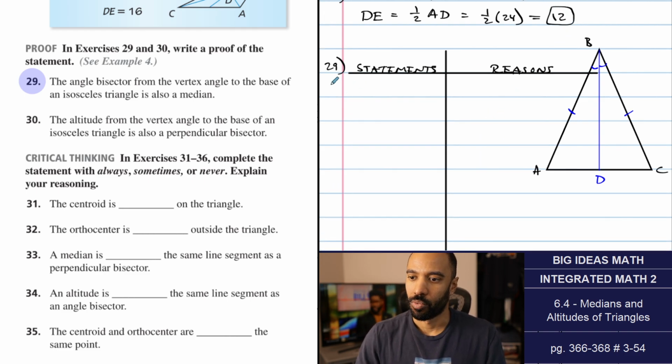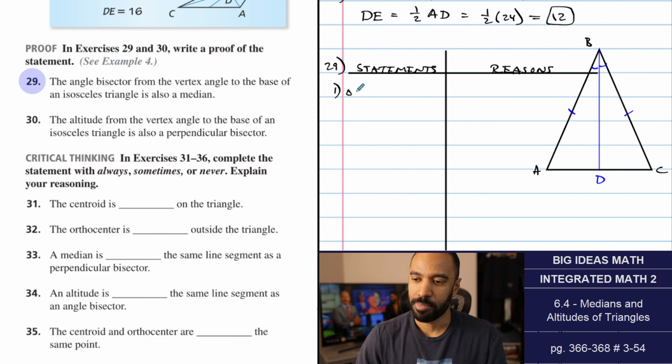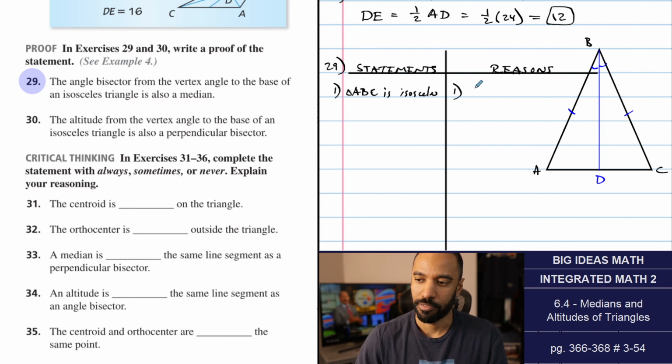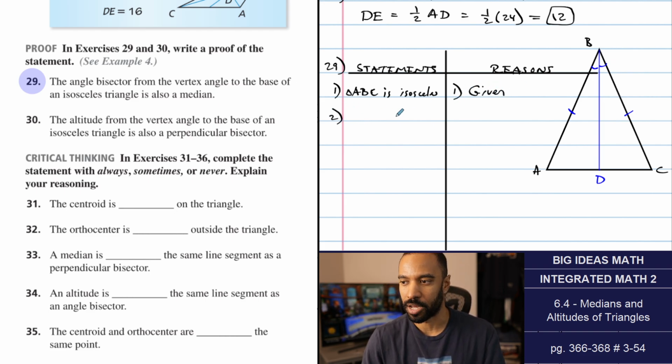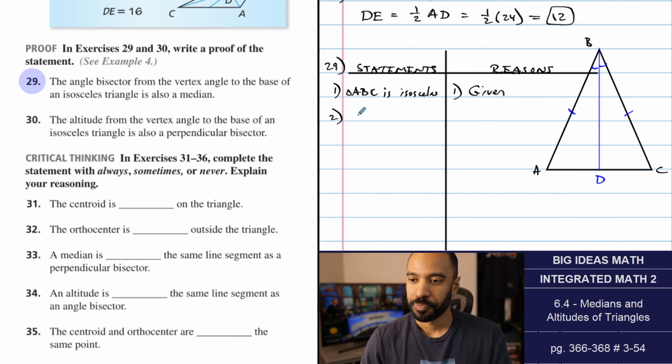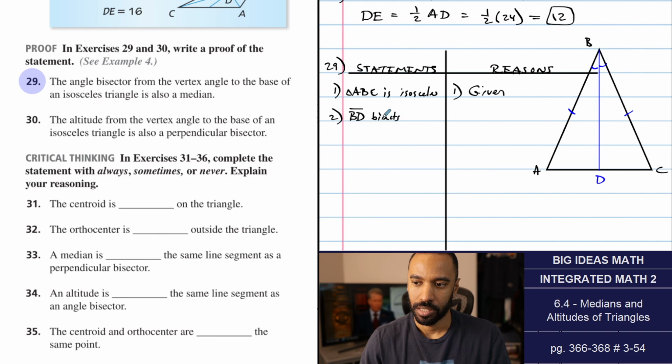Number 1. Triangle ABC is isosceles. That's given. Maybe if I have enough room to write these givens, the shorter ones here, then I'll have enough room on the bottom. Number 2, segment BD bisects angle ABC, also given.